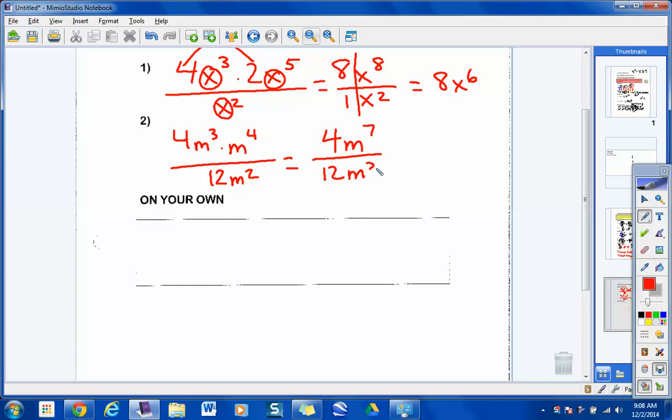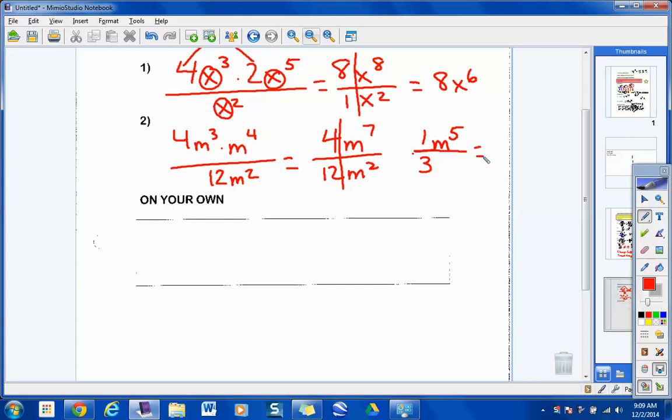And now I might choose to split my coefficients from the bases. How about 4 over 12? Can I reduce that? 1 over 3. Okay? So I'm going to have the 1 over 3 part as my simplified fraction of coefficients. And then how about m to the 7th over m to the 2nd? M to the 5th. Top or bottom, Chelsea? Up top. So you're going to have 1m to the 5th over what here? 1m to the 5th over 3.